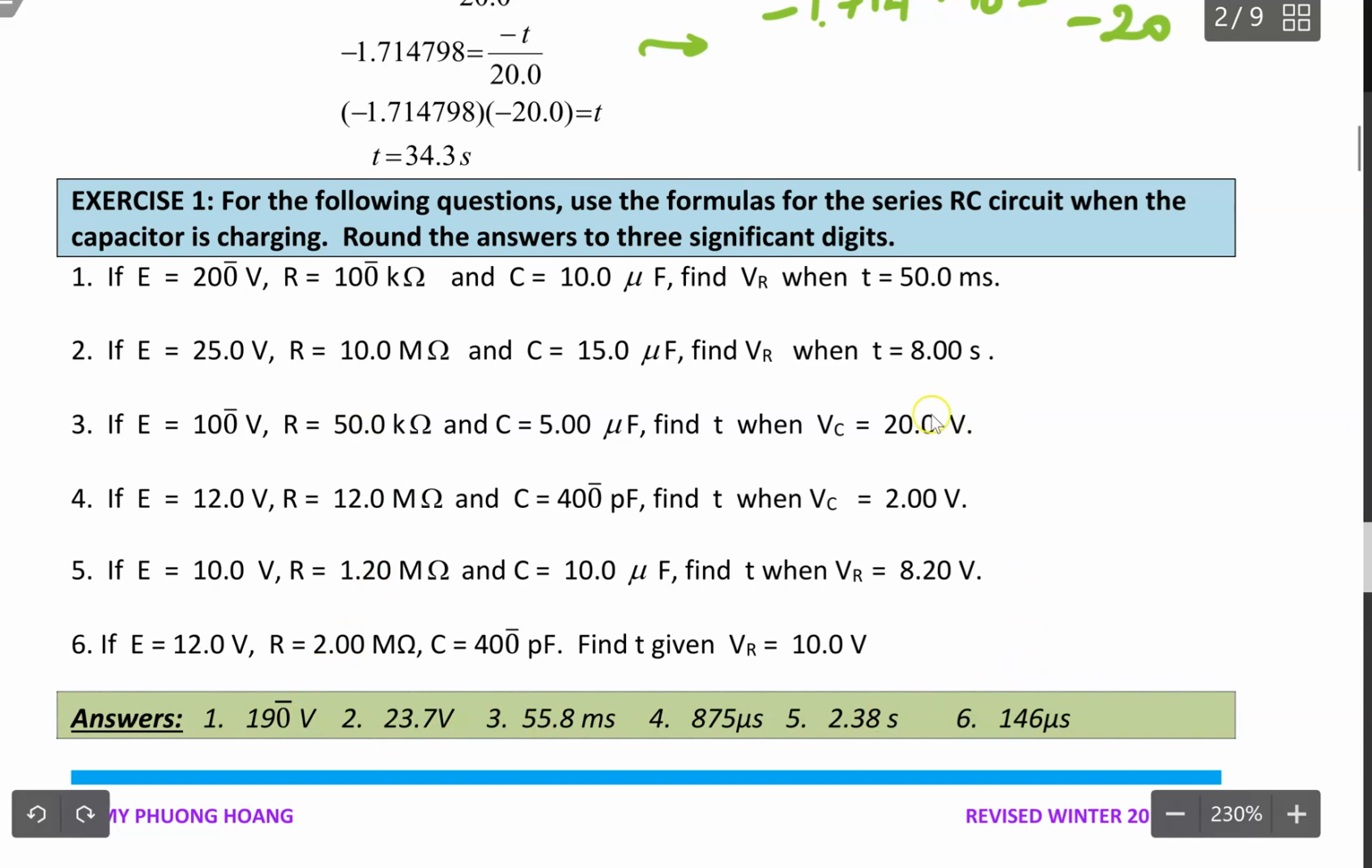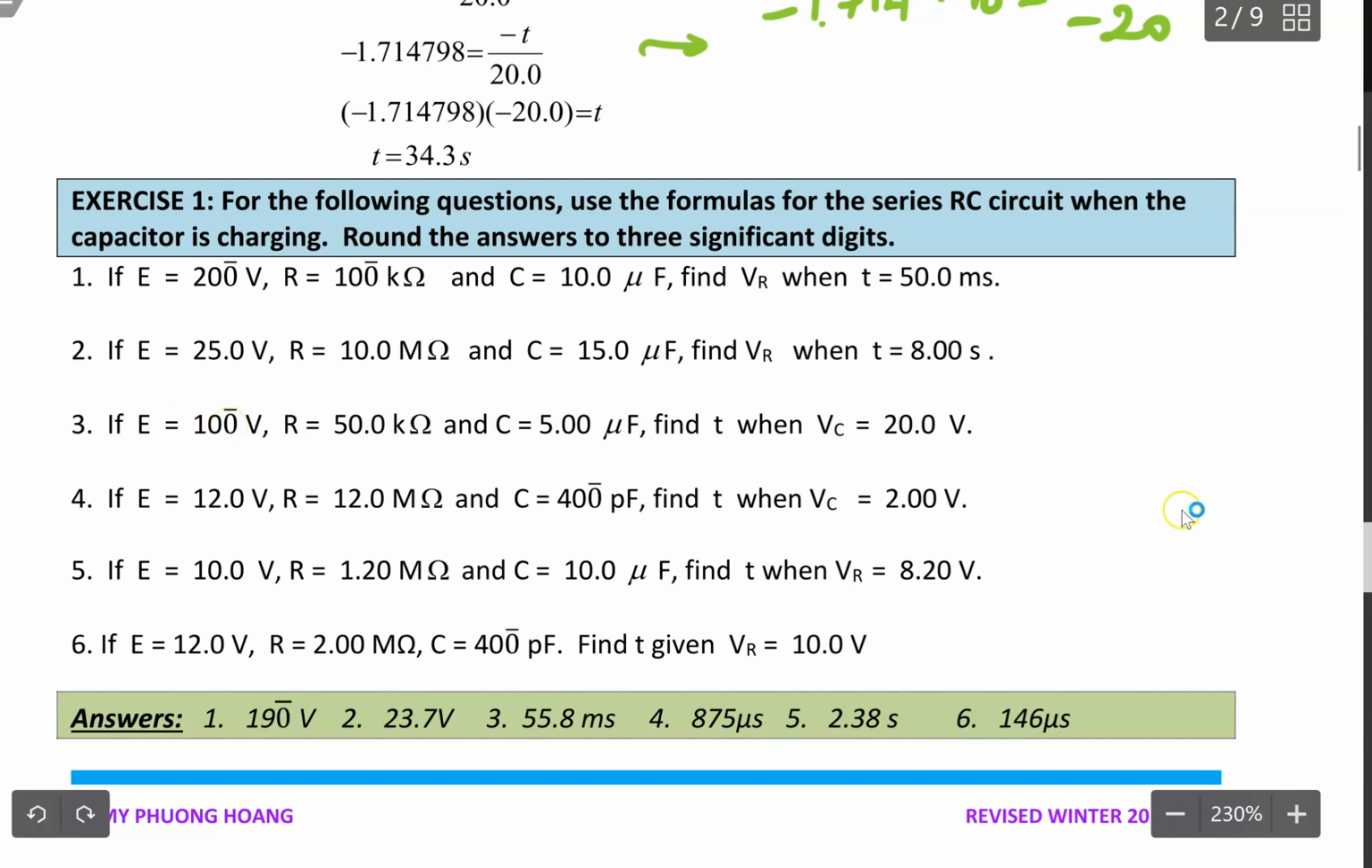And if I give you the question where I give you the VC, then you make sure that you are finding time t for the voltage across the resistor. Then you make sure that this VC will have to be taken away from your total voltage source so that you can find your VR.